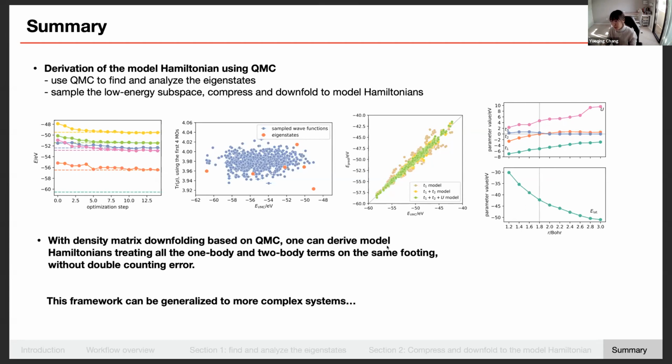treating all the one-body and two-body terms on the same footing without any double counting error as introduced in the RPA methods. And in the future, we expect to see more of the application of this framework applied to more complicated systems in order to elucidate the mechanisms behind those phase transitions and emergent phenomena. With that, I'd like to thank you for your attention and pause for questions.